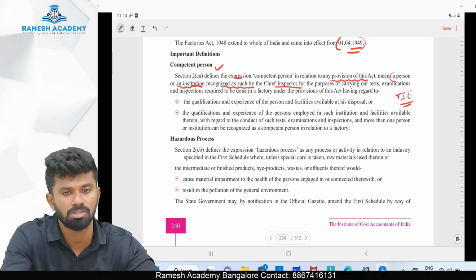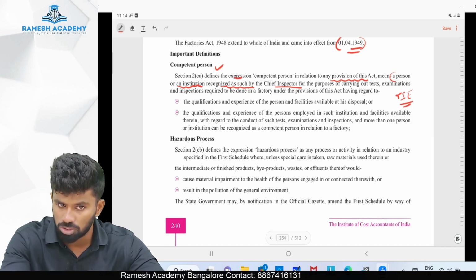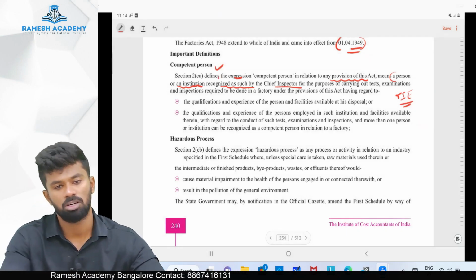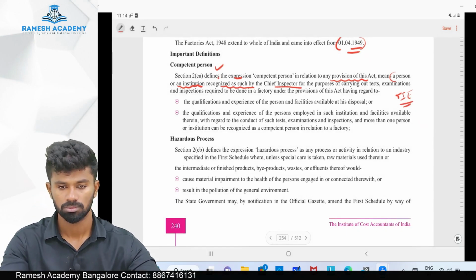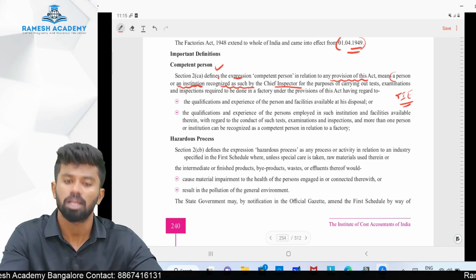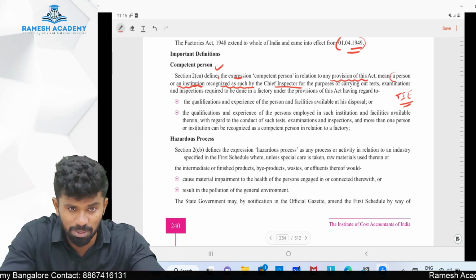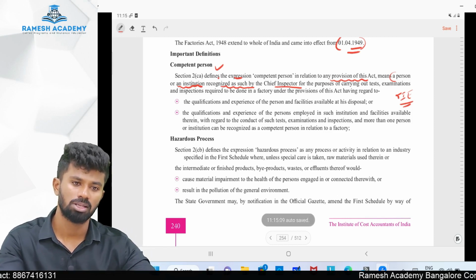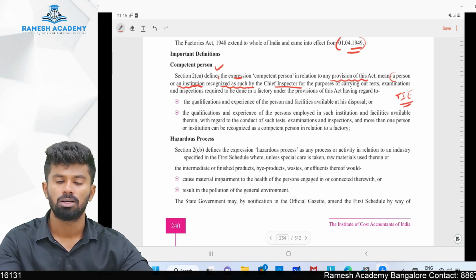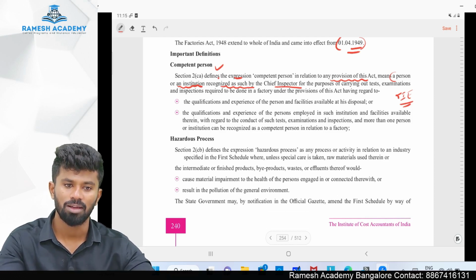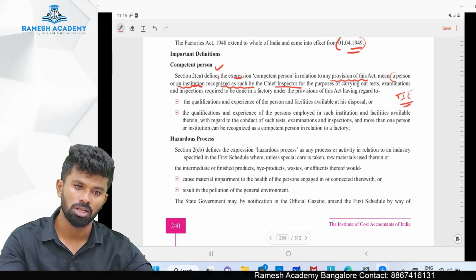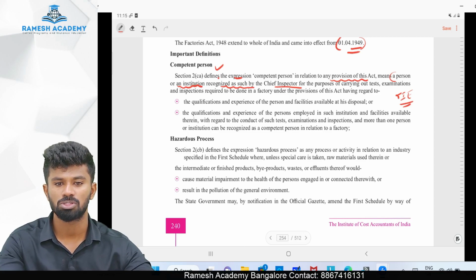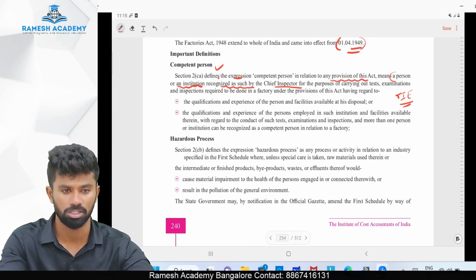So competent person means any person or institution who is recognized as a competent person by the Chief Inspector under the Factories Act for the purpose of carrying out tests, inspections and examinations. While recognizing a person as a competent person, the Chief Inspector shall have regard to the qualification of the person as well as his experience and the means available with him to discharge his obligations.